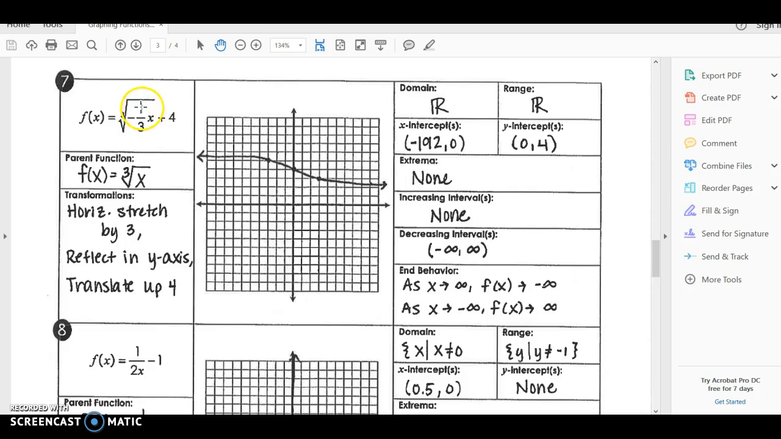And the 1/3 is inside the radical. Again, that's a b value. If you look on your other notes, you'll see that b is the variable we use when it's inside. And that produces a horizontal stretch by 3. Okay. And then this whole graph, if you look 1, 2, 3, 4, the whole graph has been shifted up 4. So it's been translated up 4.